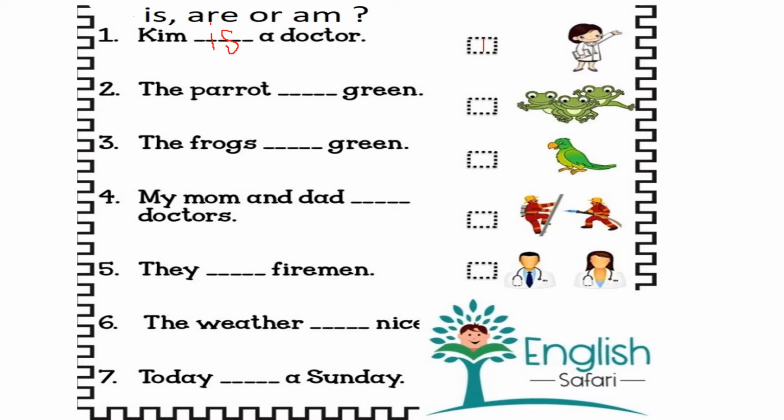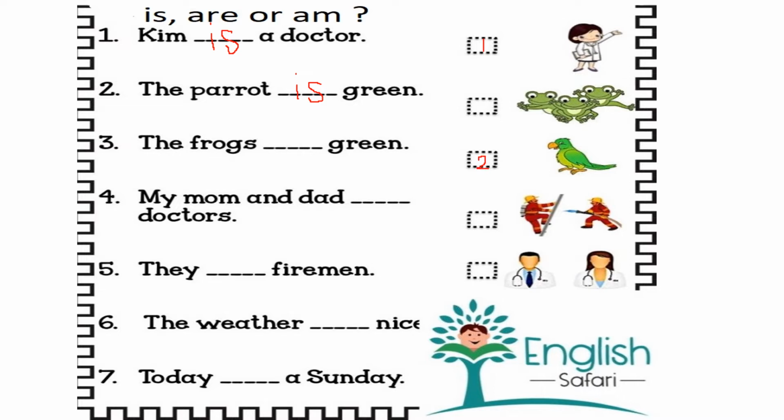Number 2: the parrot dash green. The parrot is green or the parrot are green? Yes, the parrot is green. Why? Because we have only one parrot. This is the parrot and it's green.